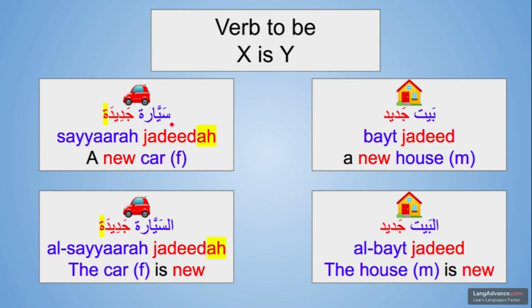And the same situation here. When we want to say a new car, it is sayyara jadida, as we've seen last slide. But when you want to say the car is new, it becomes as-sayyara jadida. So as-sayyara is the car, and jadida is the adjective, and as-sayyara here is with a definite article, alif lam, but jadida is indefinite. So that's how we express that this car is new.